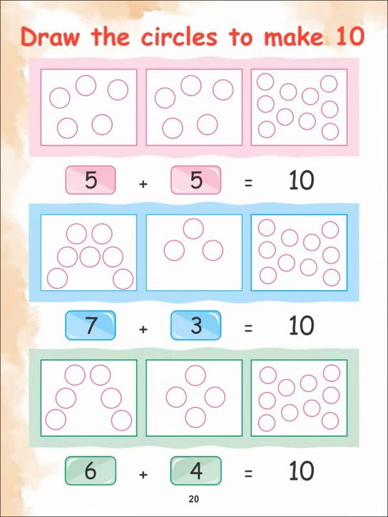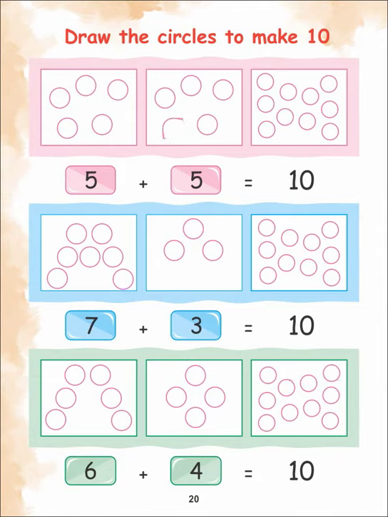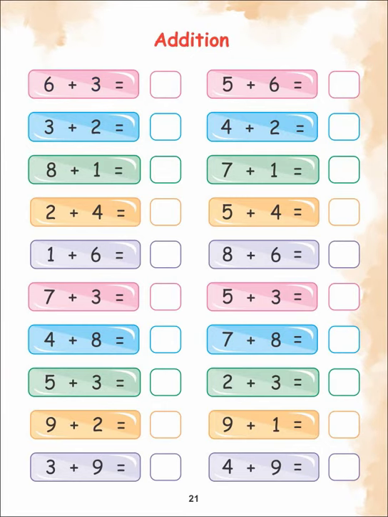Draw the circles to make 10. 5 plus 5, 10. 7 plus 3, 10. 6 plus 4, 10. Addition. 6 plus 3, 9. 5 plus 6, 11. 3 plus 2, 5. 4 plus 2, 6. 8 plus 1, 9.